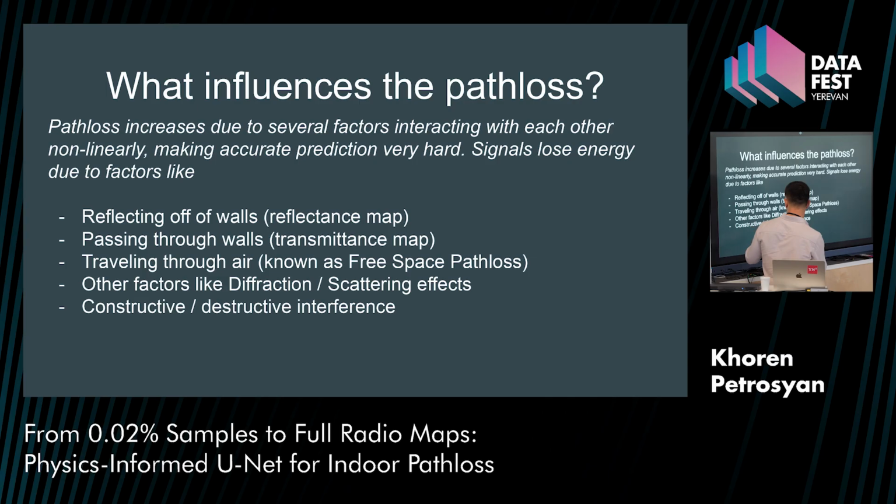And there are constructive and destructive interferences. If you have a lot of waves, you can imagine it like in a sea. If their cycles sync up, they interfere constructively, and if not, they cancel each other out, leaving a weaker signal. So all of these are part of the reasons it's hard to predict pathloss correctly.